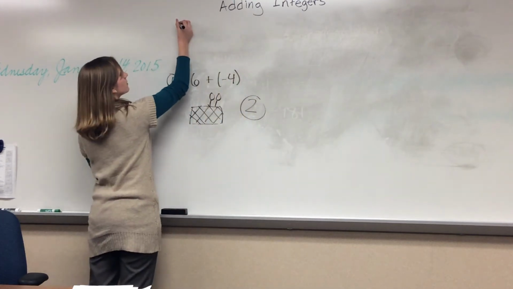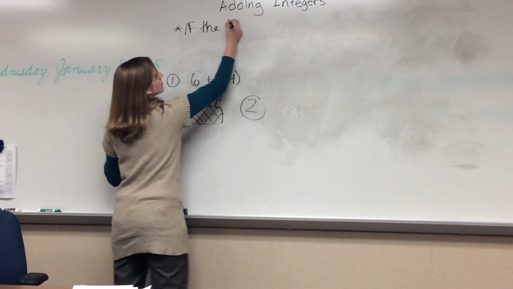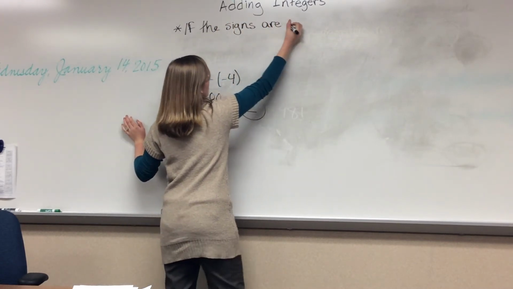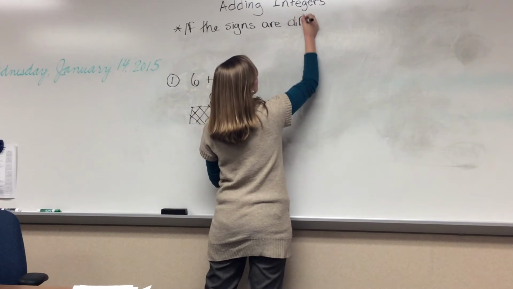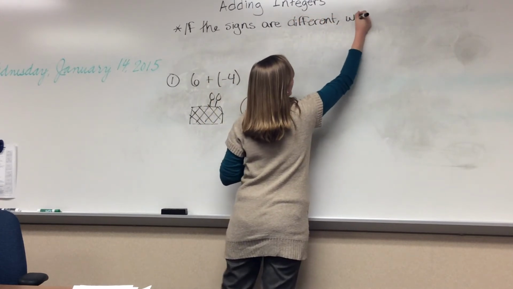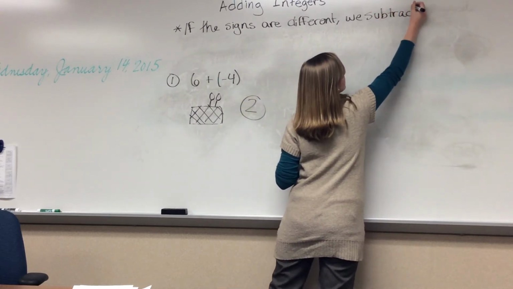Rule number 1, and this is for adding integers: if the signs are different, we subtract the two numbers.